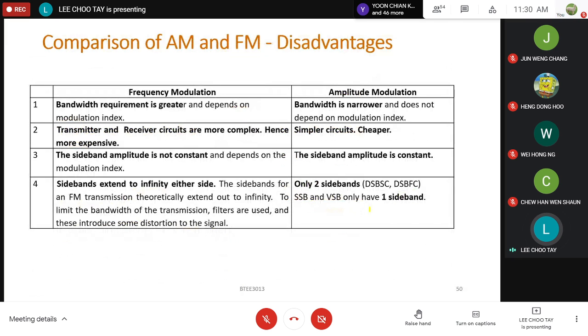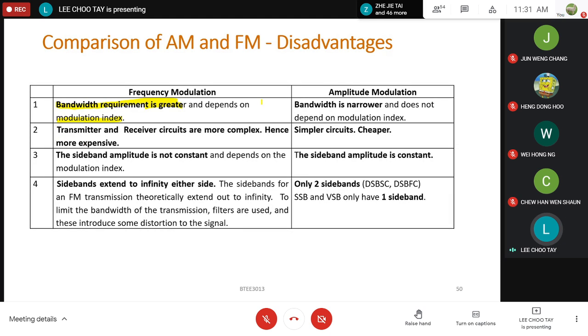Let's talk about the disadvantages. As far as FM is concerned, the wide bandwidth, which is an advantage, can also be a disadvantage. If you want to transmit an FM signal, the bandwidth requirement is greater than AM, and the bandwidth depends on your modulation index.